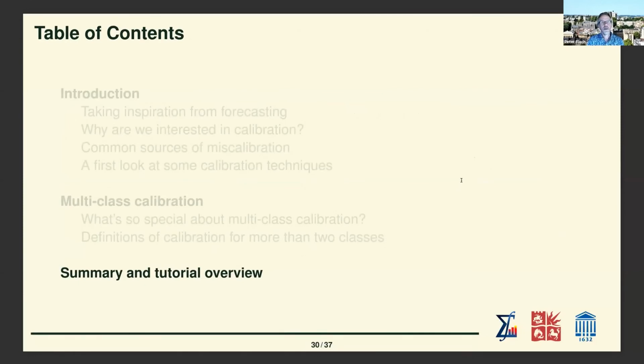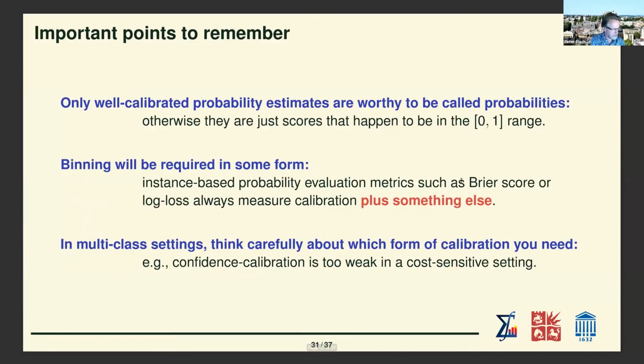Okay, so let me summarize and then leave hopefully some time for questions. Okay. So this is not actually a summary. These are just some points that I want to emphasize. Only well-calibrated probability estimates are worthy to be called probabilities. I don't think naive Bayes is actually a probability estimator. It's a scoring classifier that happens to score in the 0-1 range. That's all you can say about it. And calling them probabilities is really an overstatement.